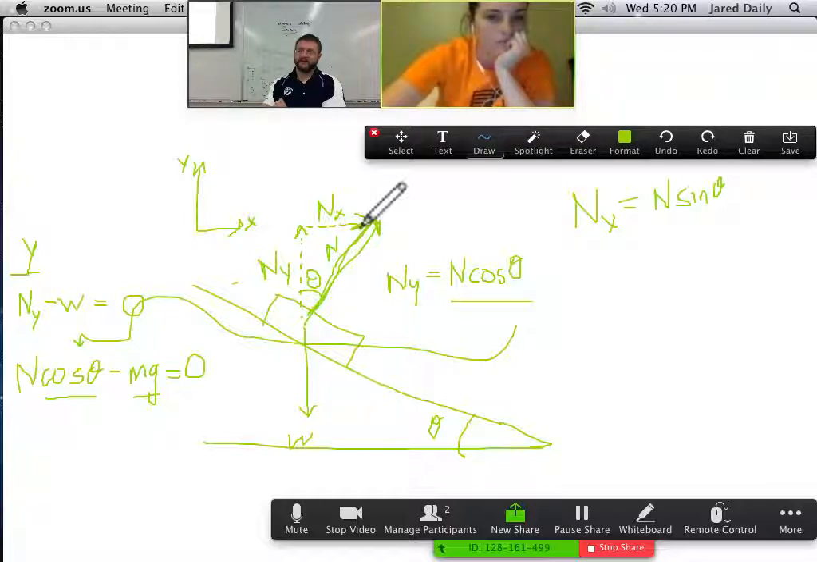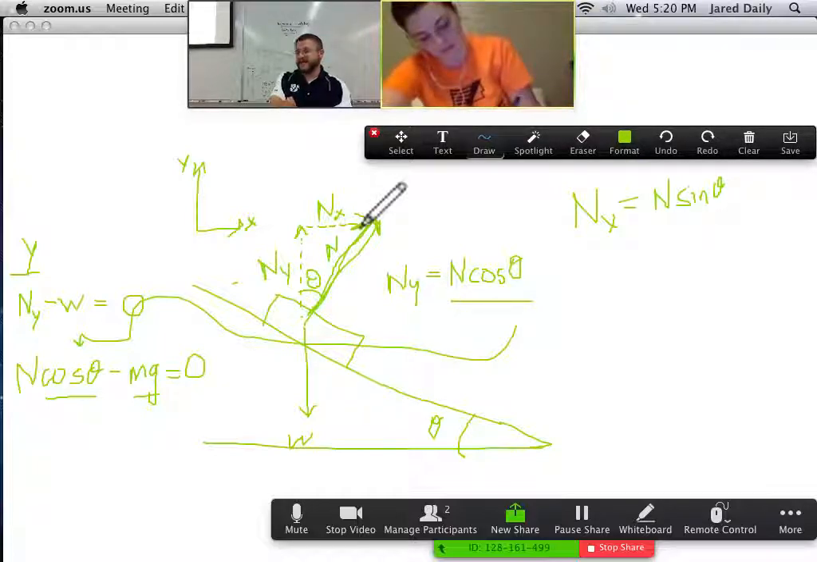centripetal acceleration. So centripetal acceleration is just, you take that n sub x, or that net force towards the center, set it equal to mass times acceleration, and solve for the acceleration. Centripetal just means center pointing acceleration.